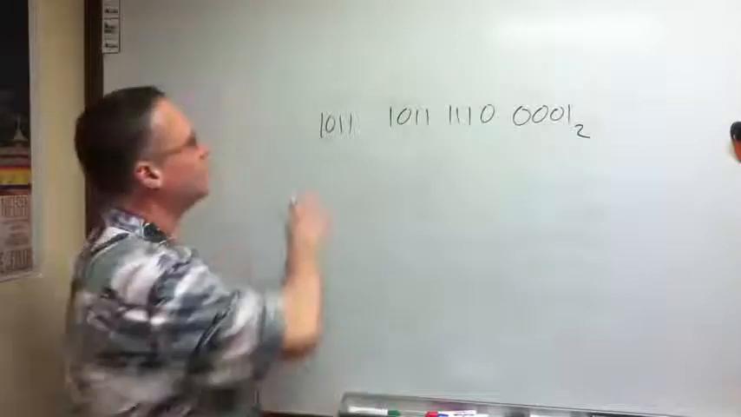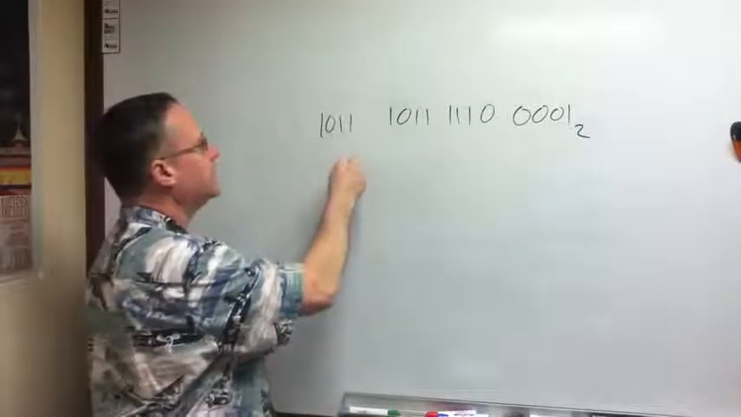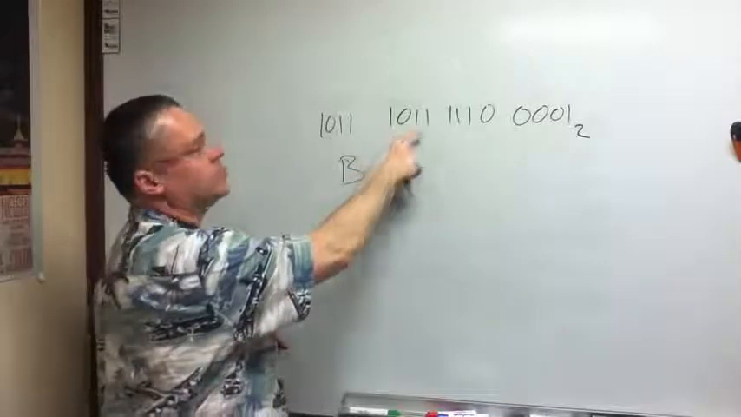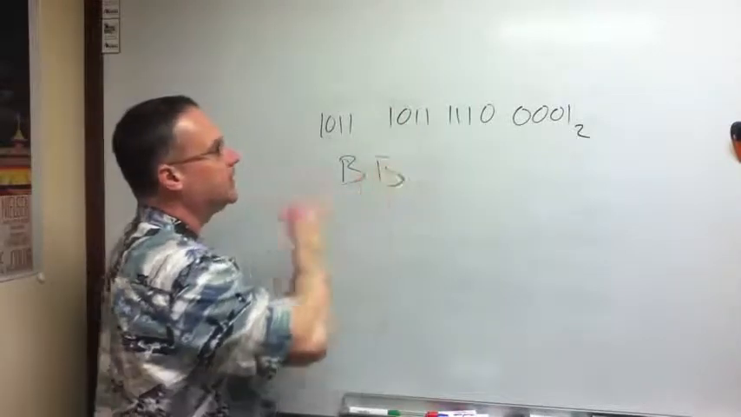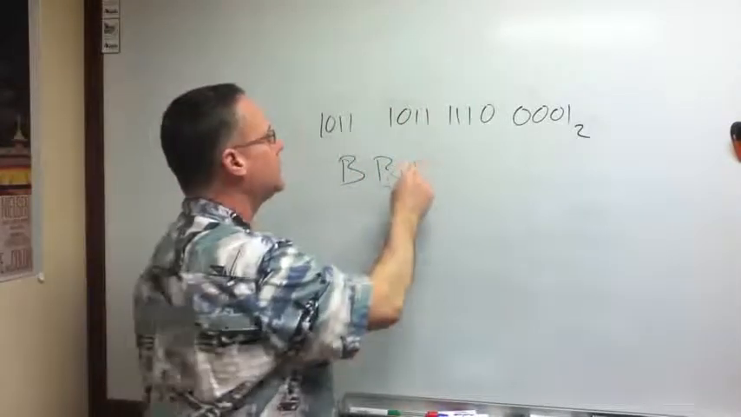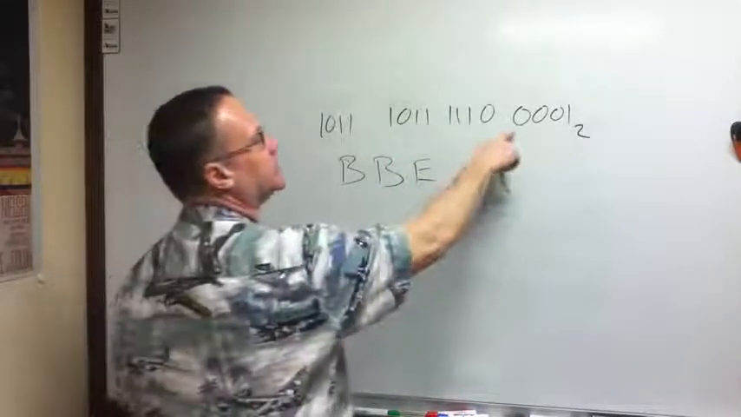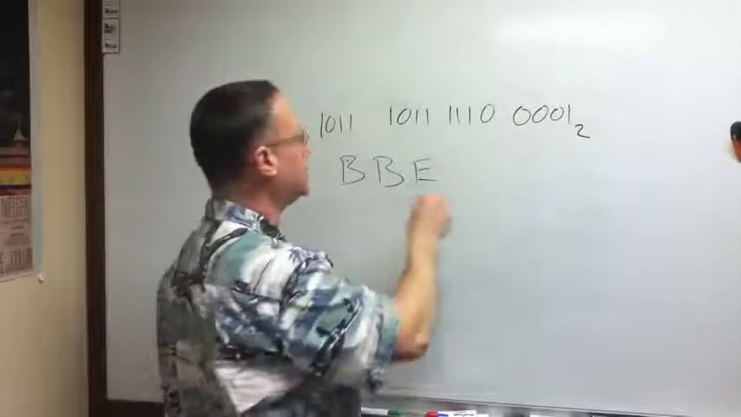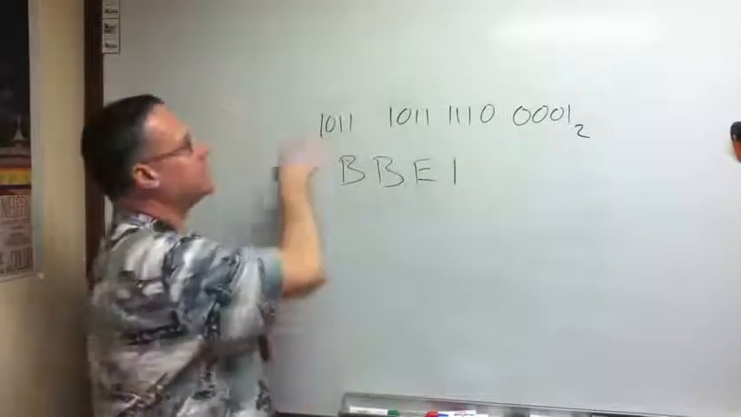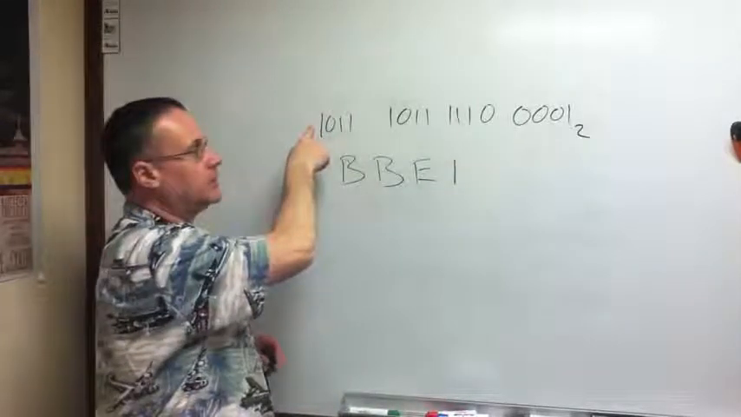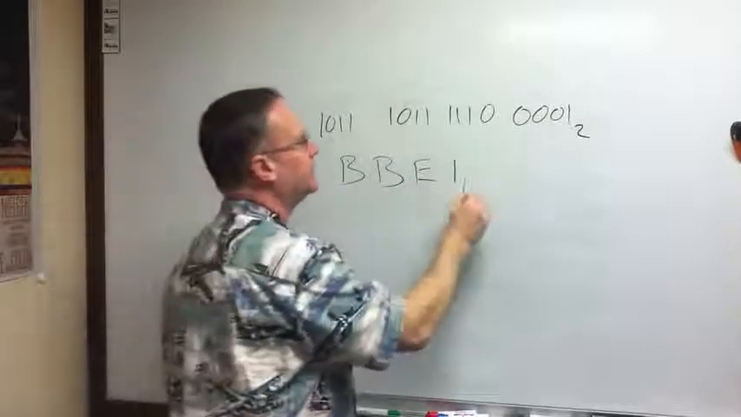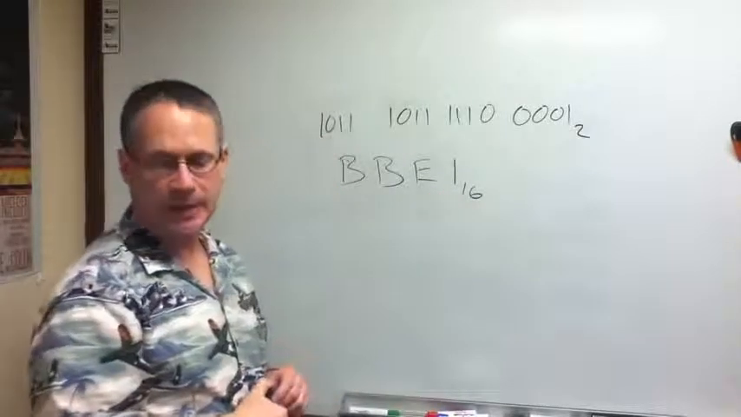Well, 1011 is a B in the table. 1011 is also a B. 1110 was an E in the table. And last but not least, 0001 in the table is a 1. And so this value in binary is equal to this value in hex, BBE1.